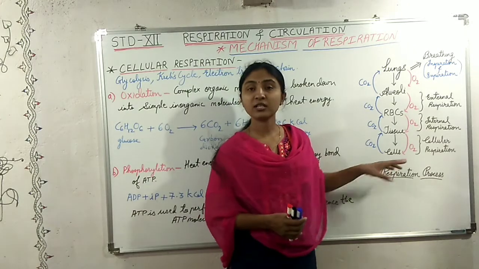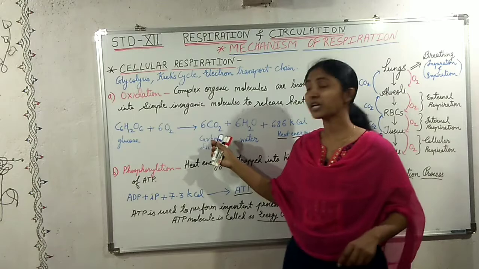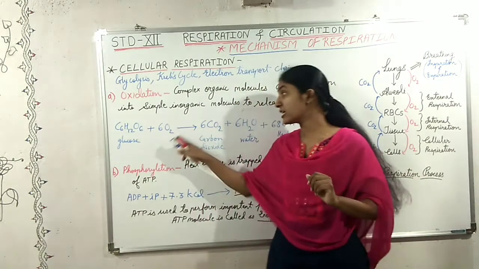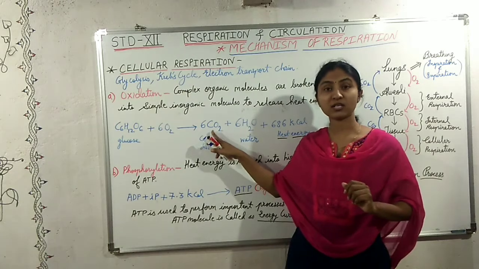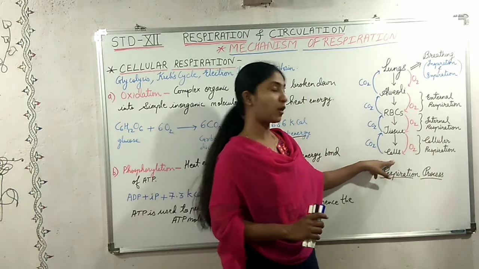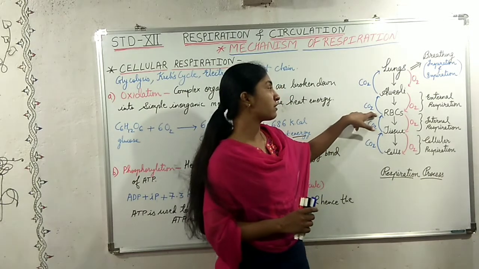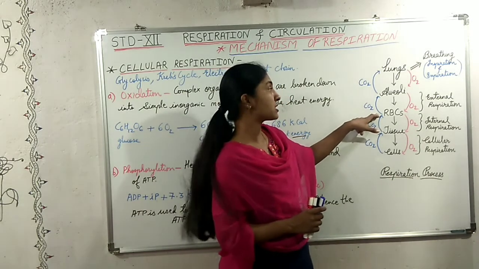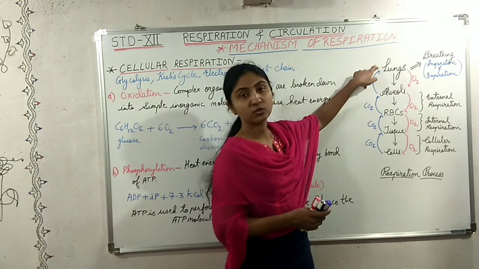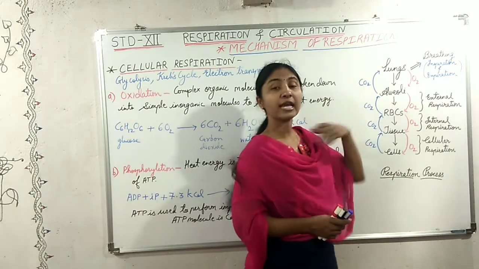And here at the cellular level, the oxygen is used for the breaking down of glucose, and carbon dioxide is released. As we saw here, 6 molecules of carbon dioxide are given out. This carbon dioxide from the cells is taken to the tissues. From the tissues, it is given to the RBCs. From RBCs, it is given to the alveoli. And from the alveoli, through the lungs, it is exhaled out.